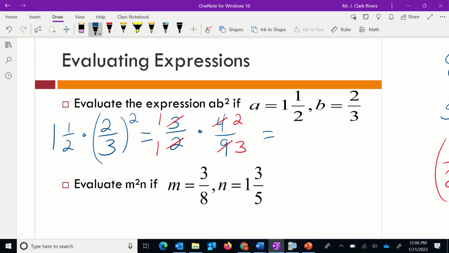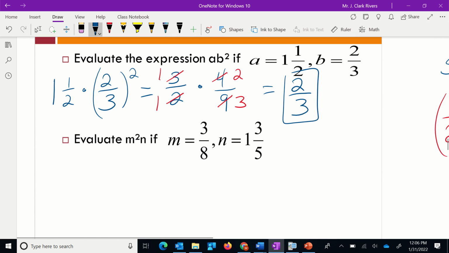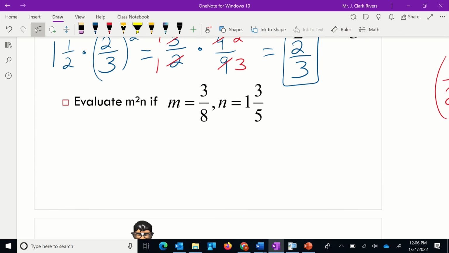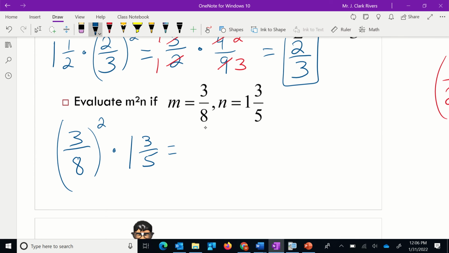Now we multiply straight across. 1 times 2 is 2. 1 multiplied by 3 is 3. And so we get 2/3. 2/3 there. This next one here, see if you can do that on your own. Pause the video now. Work that on your own. M squared times n. Well, it's going to be 3/8 squared multiplied by n. That's 1 3/5. Okay, well, let's go ahead and square that. 3 times 3 is 9.